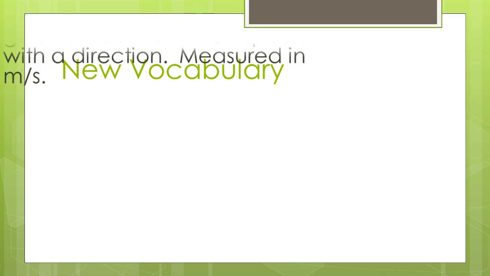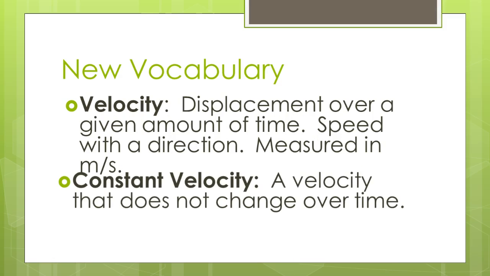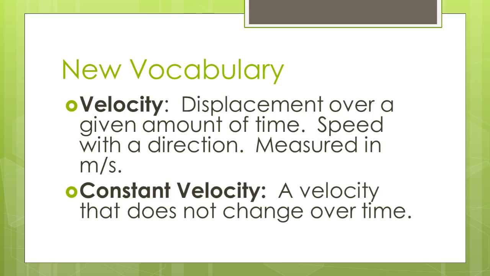A couple of new terms to look for and understand going into the lab. Velocity. This is displacement, or the change in position over a given amount of time. In other words, it's speed with the direction. It's measured in meters per second. Constant velocity is a velocity that does not change over time.